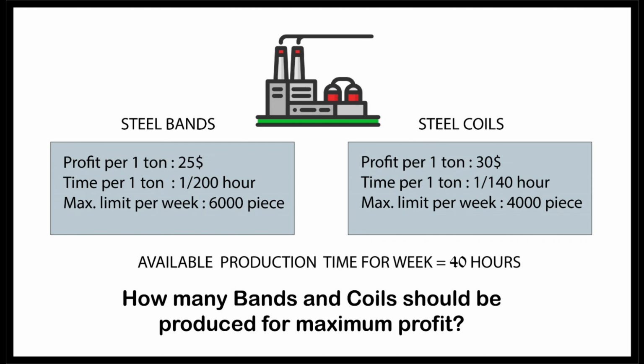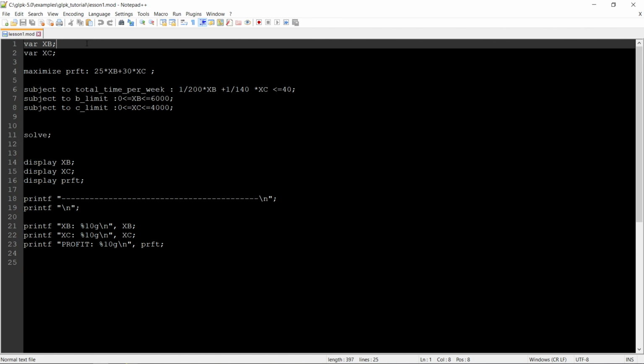And in our factory, available production time per week is limited to 40 hours. The question we are trying to solve is how many bands and coils should be produced for maximum profit. And in the previous video, because our question was really simple, we created a solution in the simplest possible way using GLPK. But this kind of approach has some major problems. And now, before improving our code, I want to talk about what these problems are.